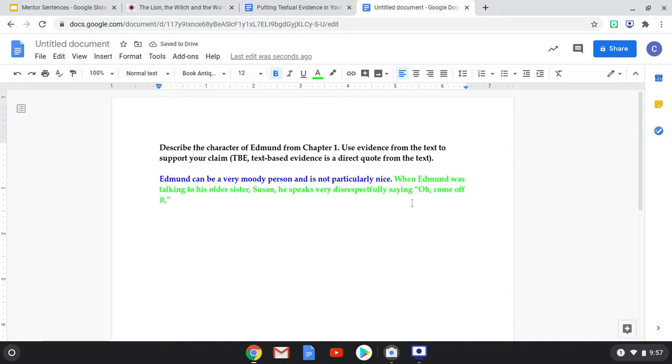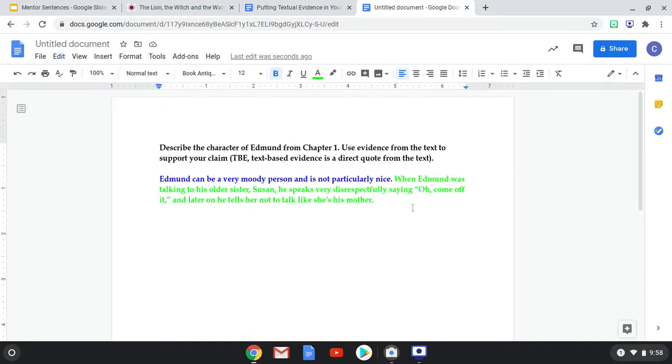So you see here where I have my parentheses, it's because I quoted directly from the text. And later on, he tells her not to talk like she's his mother. Okay, do you see the difference here between "oh, come off it," which is a direct quote, and then when I put "he tells her not to talk like she's his mother," that's a paraphrase of what he says. So this is text-based evidence, and this is a paraphrase.